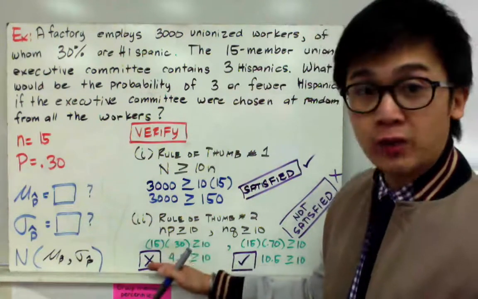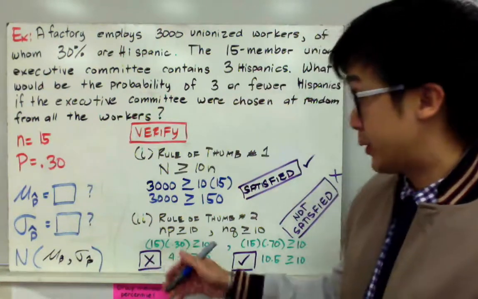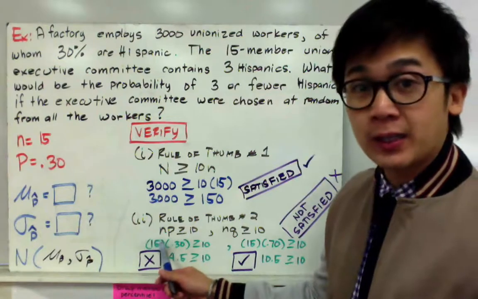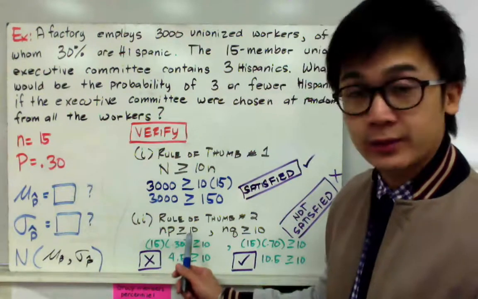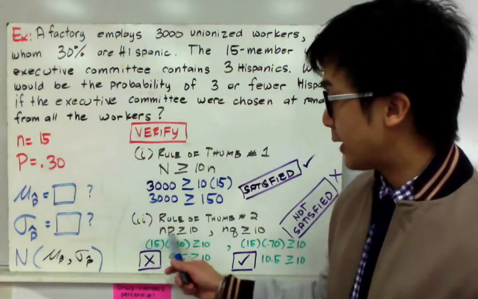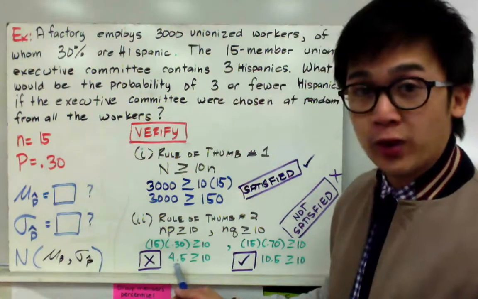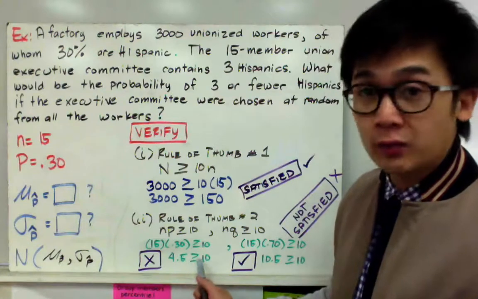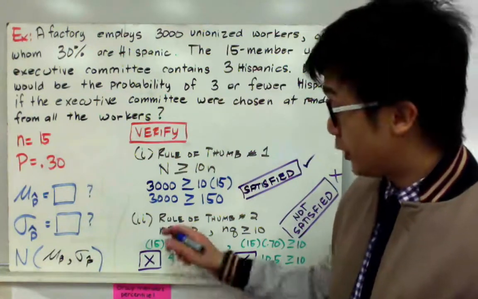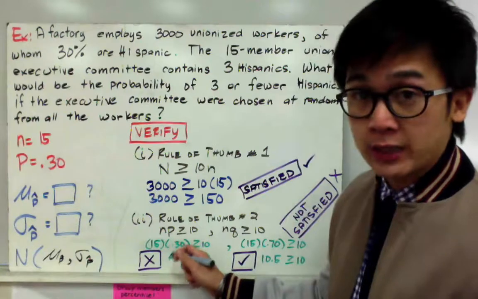For the first part of our rule of thumb number 2, we should verify that n times p is indeed greater than or equal to 10, where n is 15 and p is 0.30. When we multiply these, it gives us 4.5, which is not greater than or equal to 10. So the first part of our second rule of thumb is not satisfied.